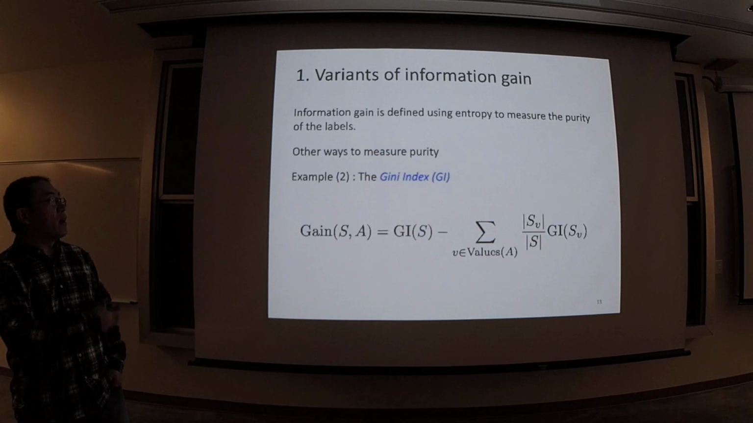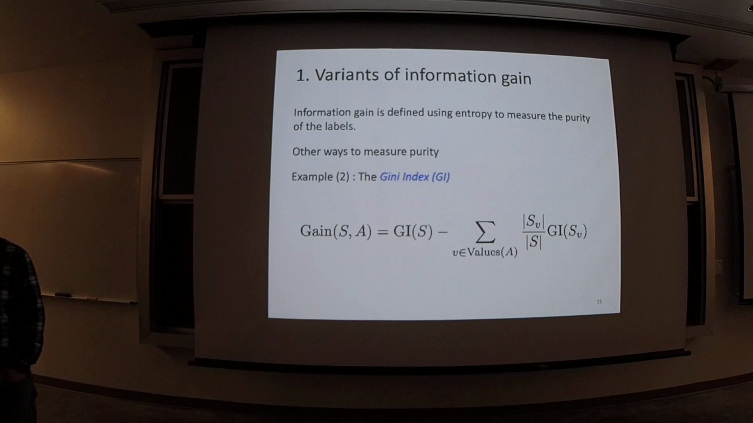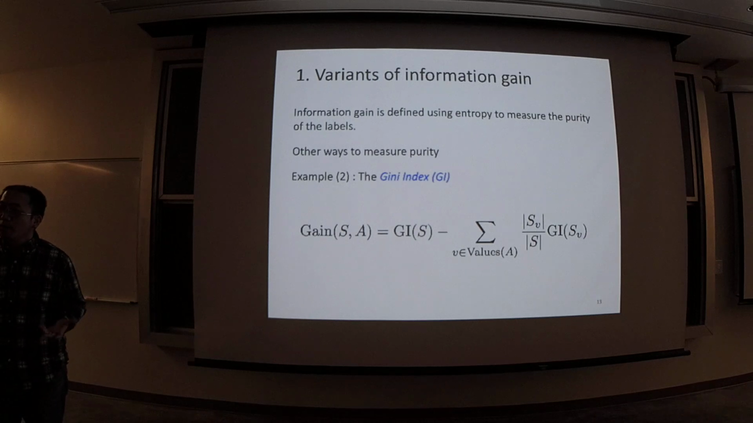So now I have finished the discussion about variants of decision tree learning. That's mainly based on how you define purity. Even the way to compute the gains is the same, but the difference only lies in how you measure the purity.